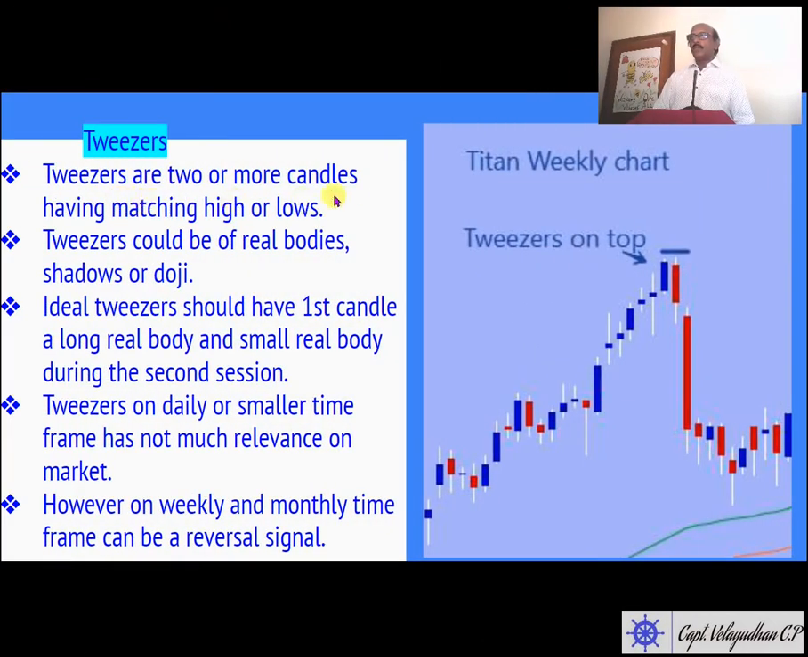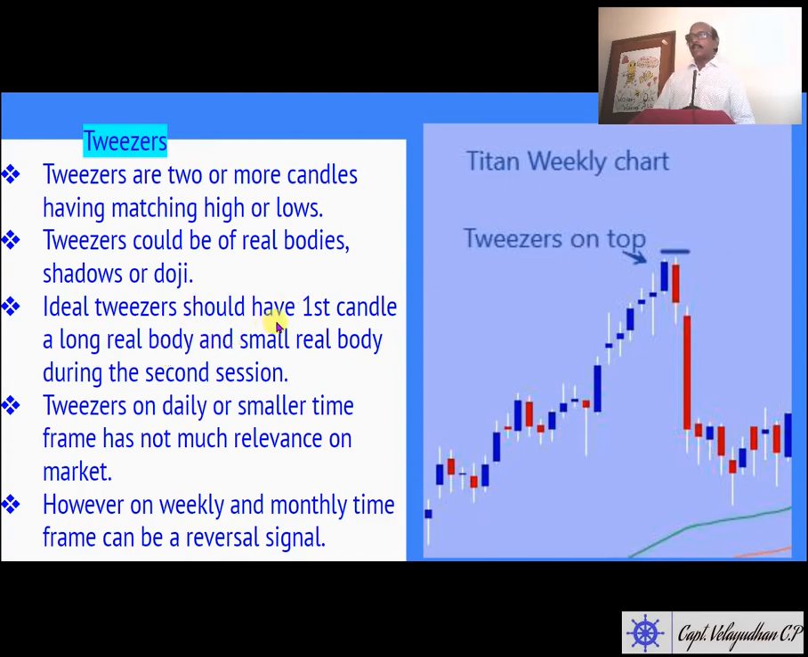Tweezers are two or more candles having matching highs or lows. These are the Tweezers. You see the market open and close here. Next day the market opens almost on the same level. Tweezers could be of real bodies or shadows or dojis.